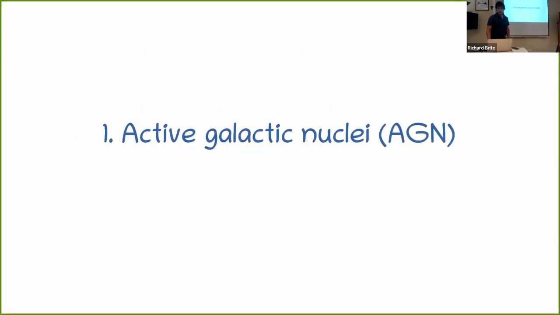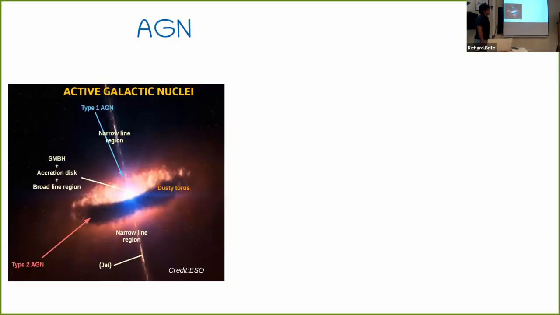So let's start then with active galactic nuclei, or AGN. You're going to see a lot of mention of AGN, and you probably know this very well. The idea is that in some very active galaxies, in the center, you have a supermassive black hole. So we're talking about 10 to the 6 to 10 to the 10 solar masses. That supermassive black hole is actively feeding on material, so it has an accretion disk around it, right? And that's in this sketch right there in the center.